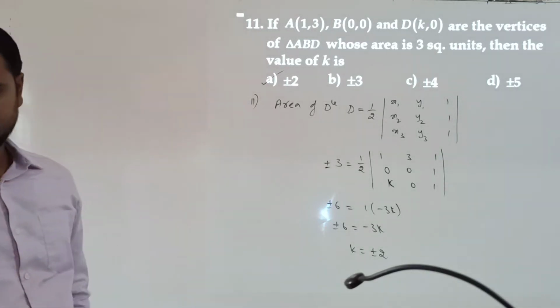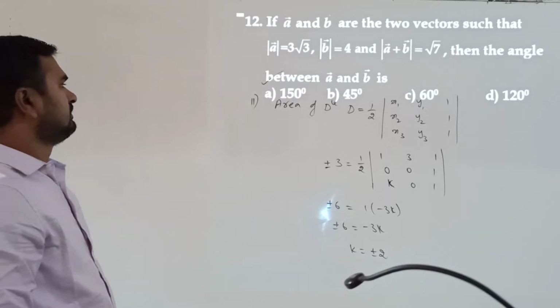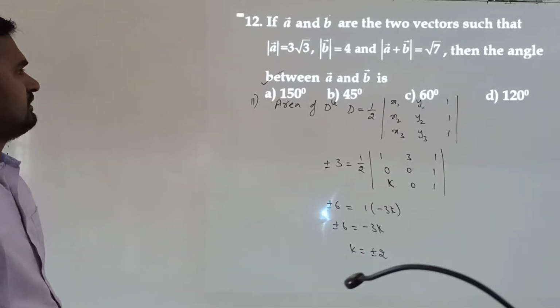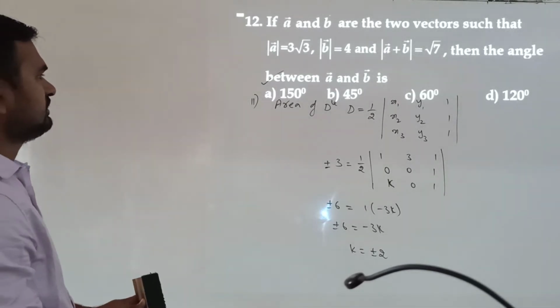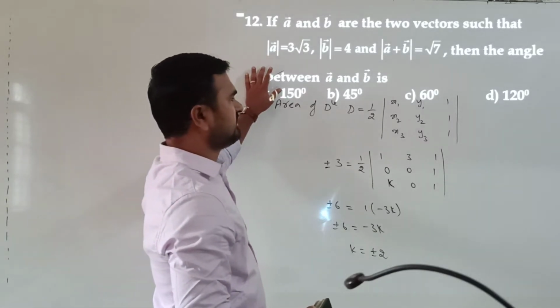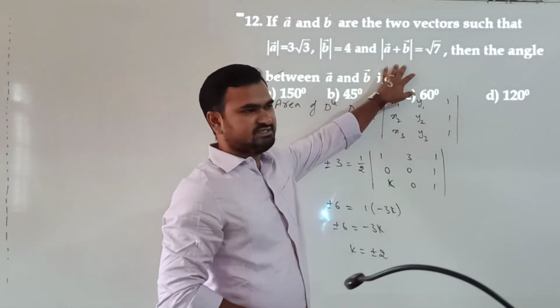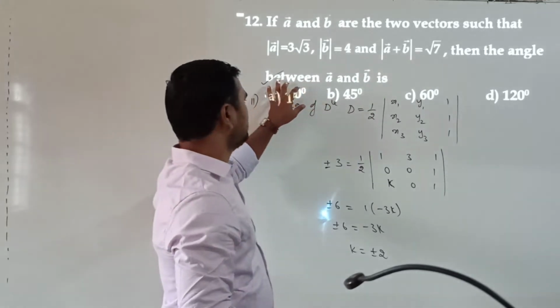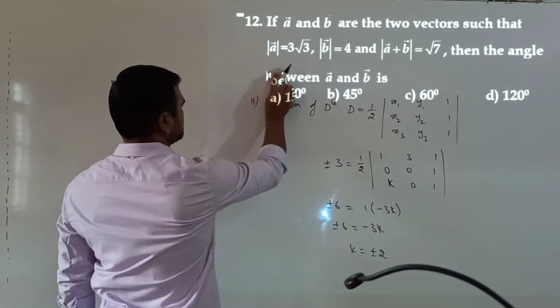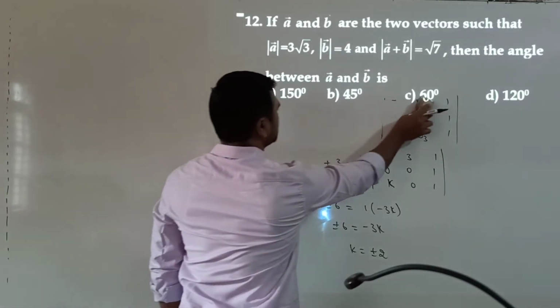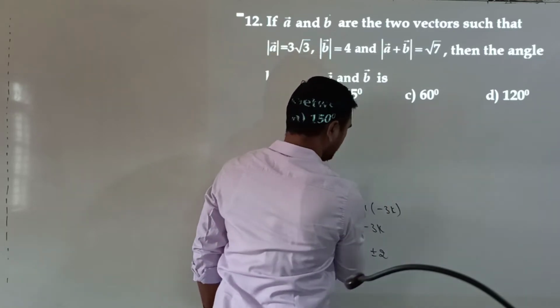Let us see the next question. If a bar and b bar are two vectors such that the magnitude of a bar is given, the magnitude of b bar is given, and the magnitude of a plus b is also given, then the angle between vectors a bar and b bar is. So we need the angle between the vectors a bar and b bar.